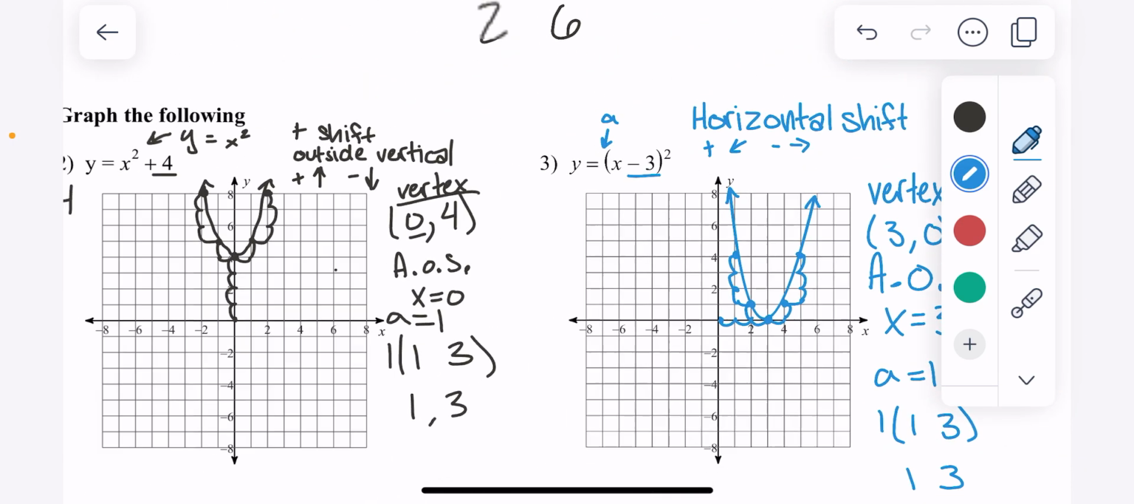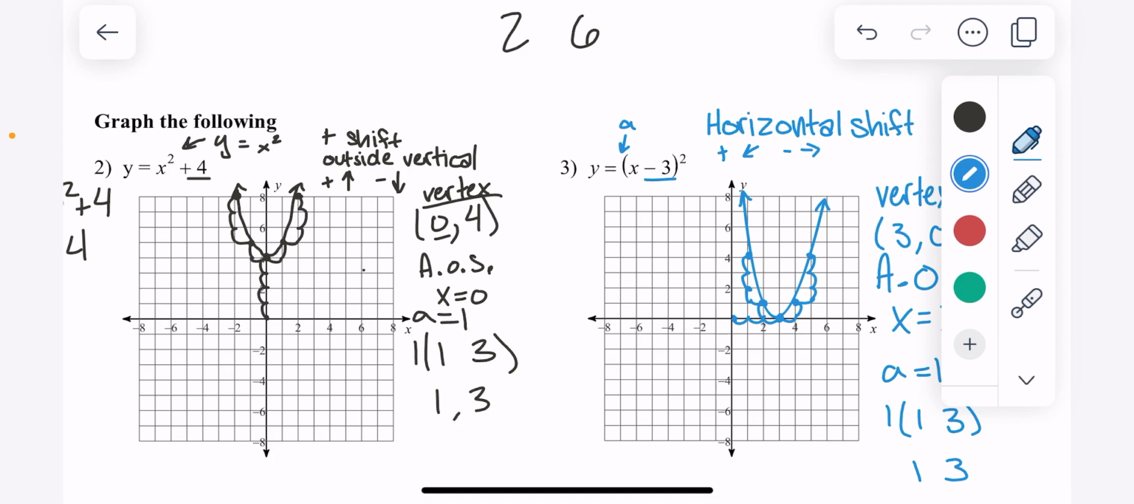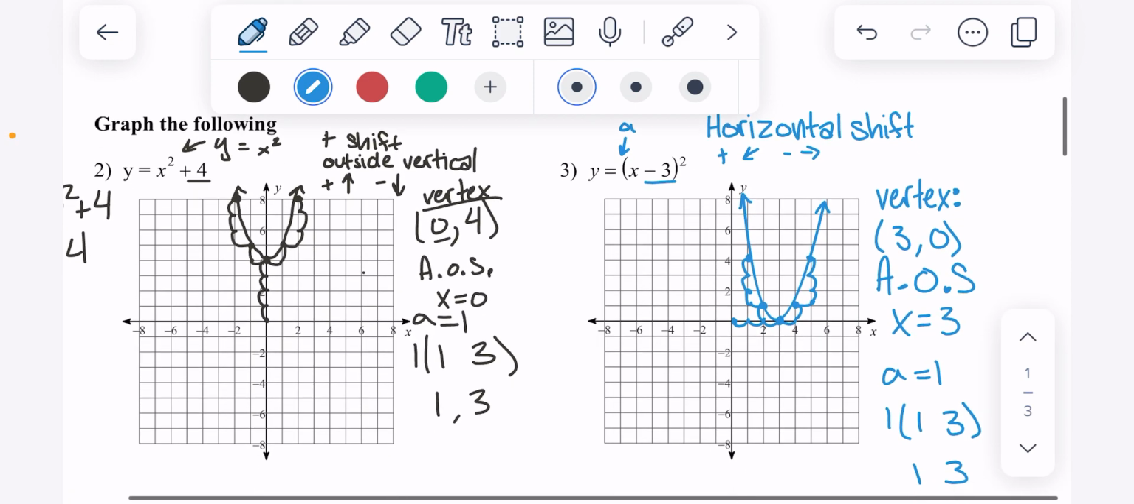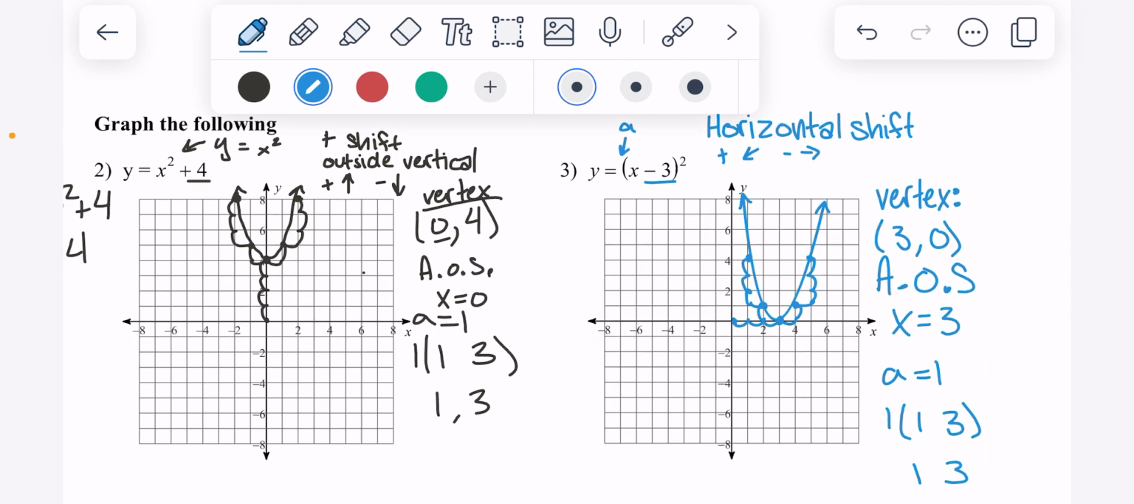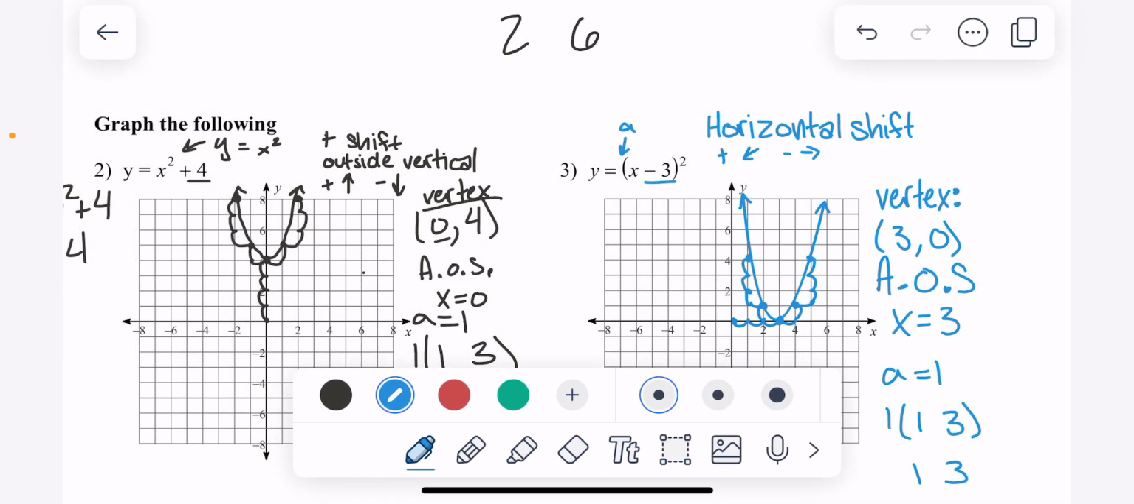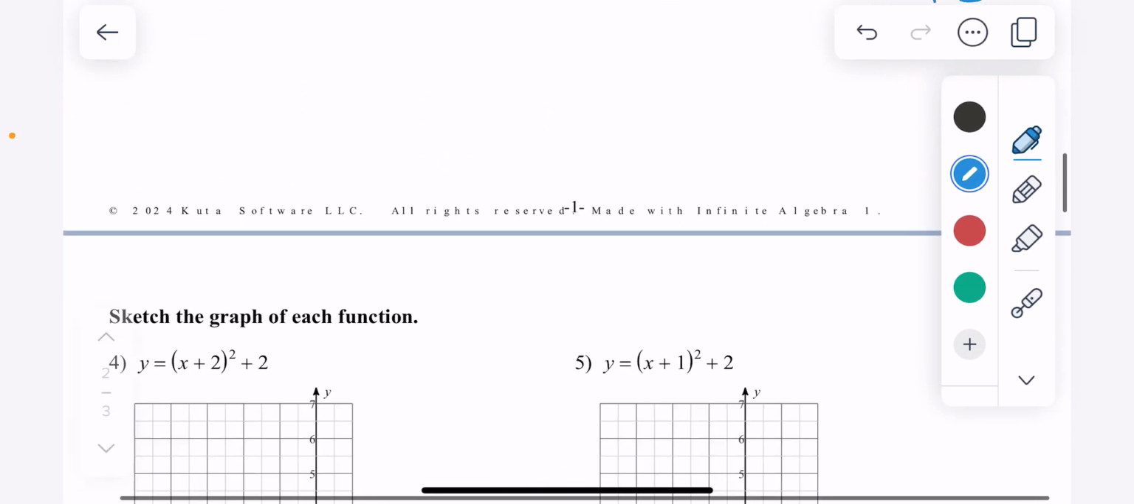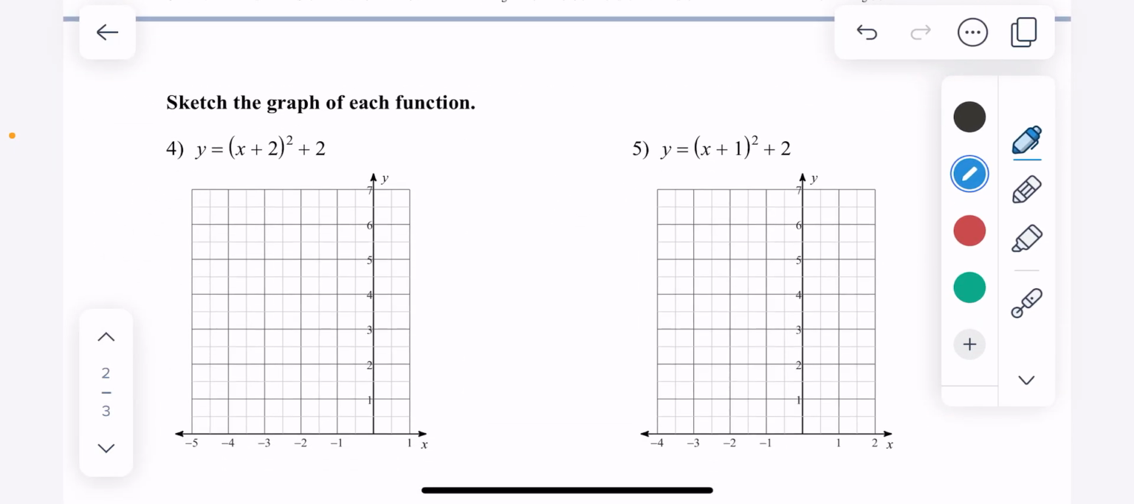Good. And there we have it. Our graphing quadratics, just based off the fact that they're shifting. Okay, the next form we're going to do is called vertex form. And it's the same idea. I have a horizontal shift and I have a vertical shift happening.